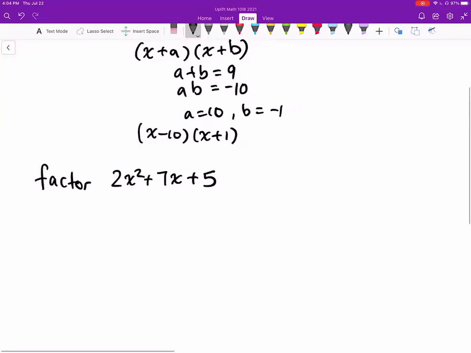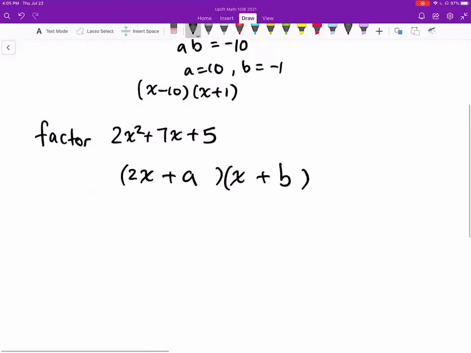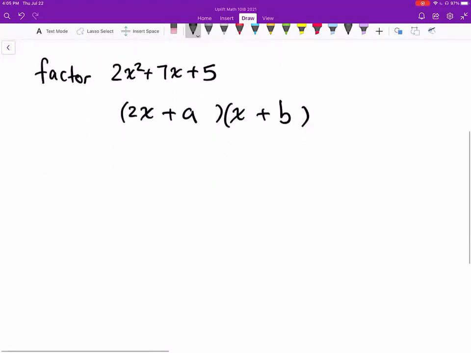Do you want to explain it? Yeah, okay. Let's explain using your method. So we first write out 2x, and then blank, and then the second expression, which is x, and then blank again. Oh, and then plus a and plus b, forgot about those. And then here we have a plus 2b is equal to 7. And then a times b is equal to 5.